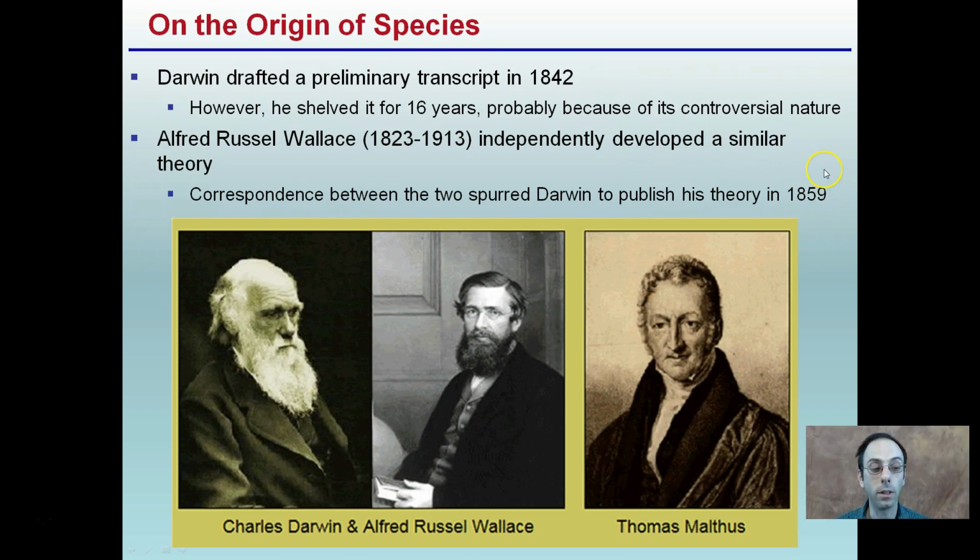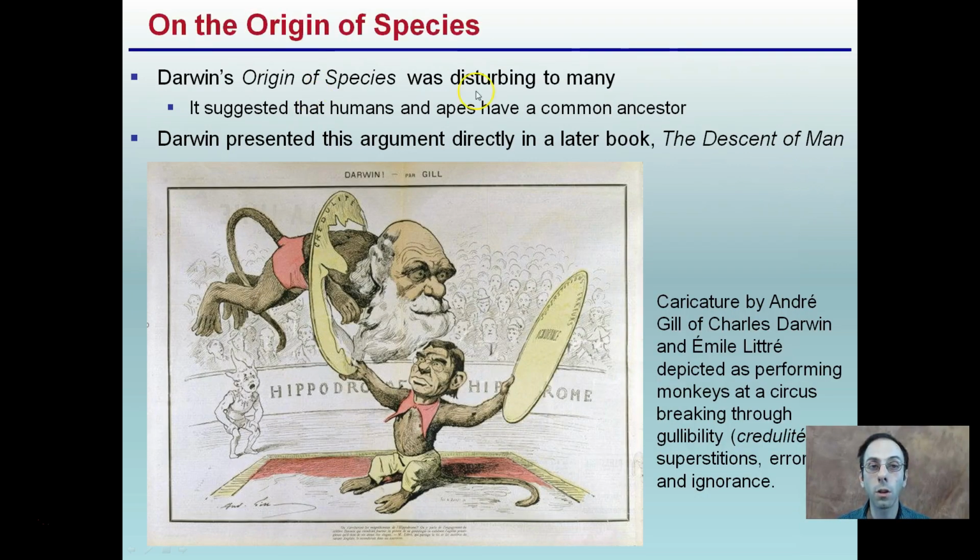The Origin of Species was disturbing to many because it suggested humans and apes have a common ancestor. So that common ancestor does not mean humans directly derived from apes. It means humans and apes have this common ancestor going back in time. Darwin presented his argument directly in a later book called The Descent of Man, and this idea spurred a lot of political cartoons, with Darwin typically being portrayed as he looked in his later years with the white beard. You can see here the monkey here.